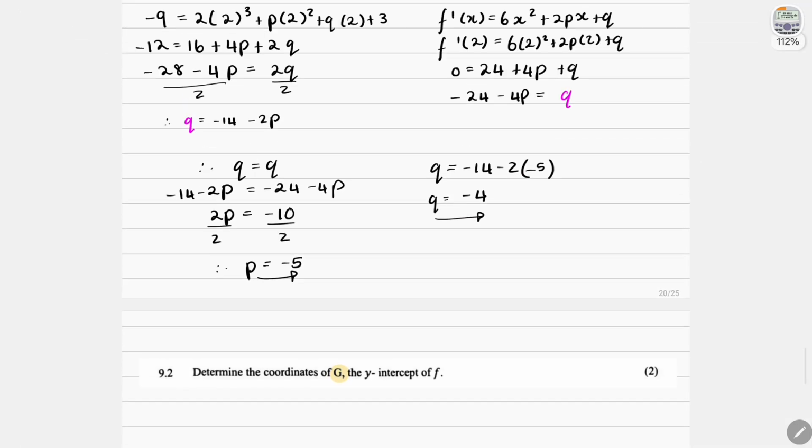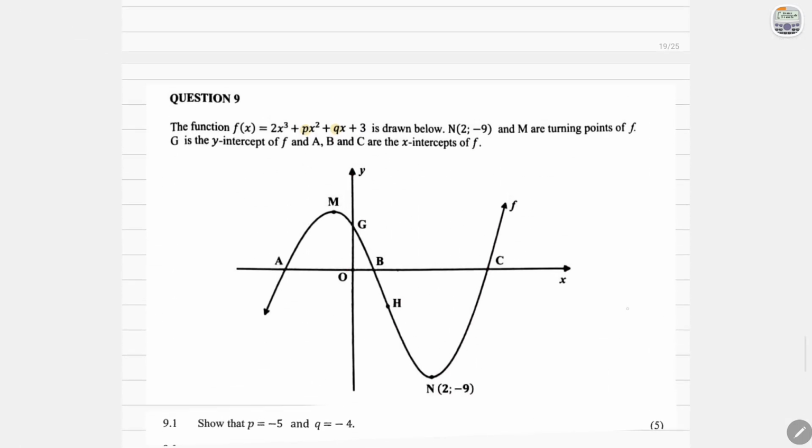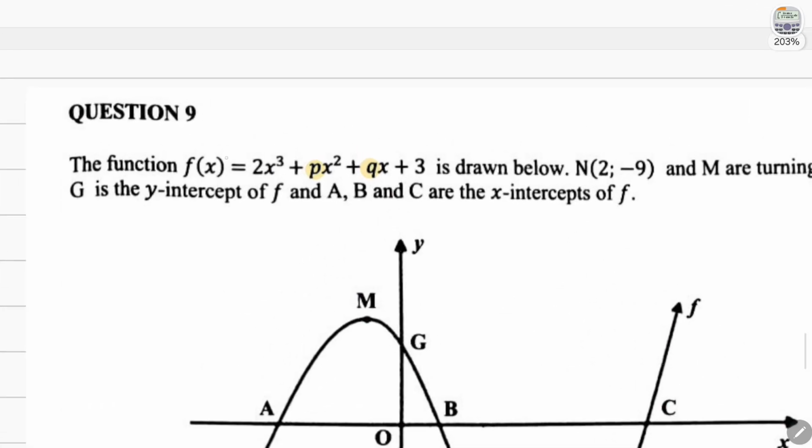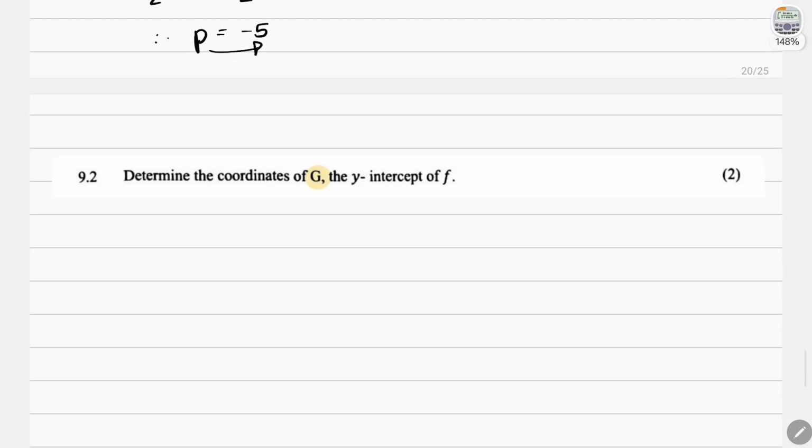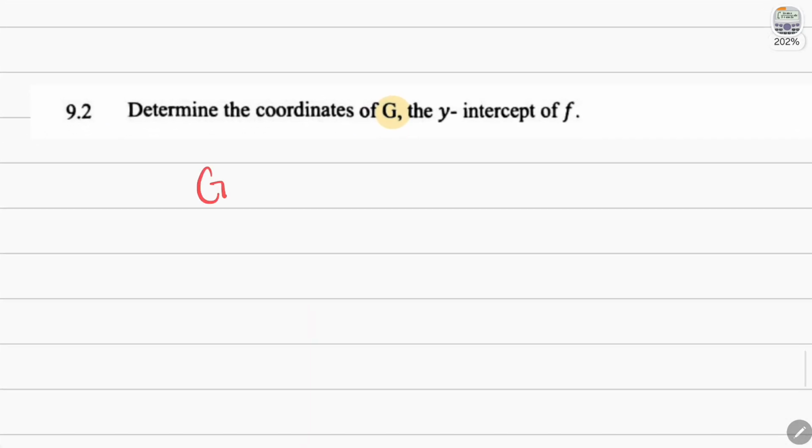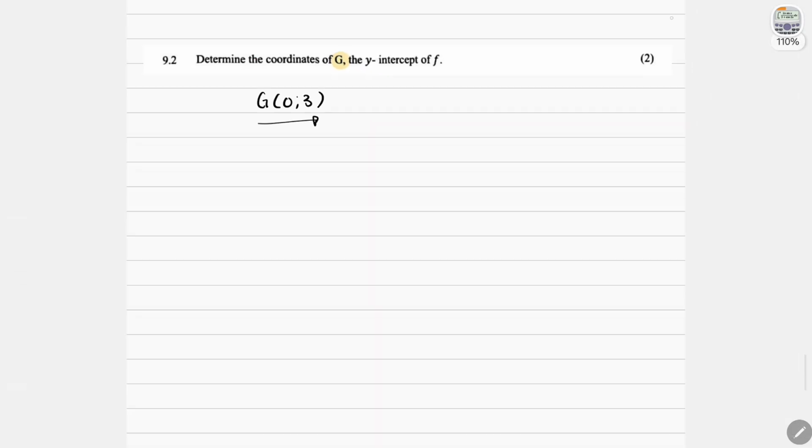Now we already have the full equation, but do you see that they already gave you the equation in standard form? So we don't have to do any calculation. You see, the value without a variable, without x, that is your y-intercept. Because if you try to find the y-intercept, you have to make x equal to 0. If everything becomes 0, you're only left with 3. So we can clearly see here that G is simply (0, 3). So G is (0, 3). And that is our answer. Moving on to the next question.